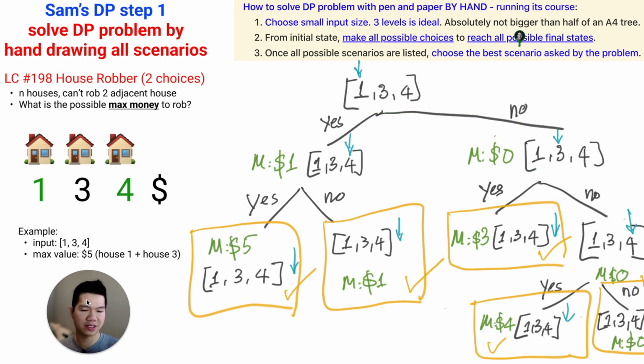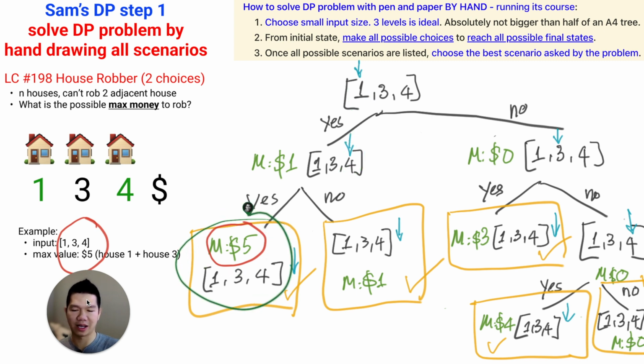We're going to choose the best scenario as asked by the problem statement, and the problem statement wants to find out the possible max money that we can have. So that's easy. We have $5 here, $1 here, $3 here, $4 here, and $0 here. So this is what we want, and it's the correct answer. By wrapping house 1 and house 4, we have $5, and $5 is the most money that we can have from here. What we have just done is solving a DP problem with SESV by hand by drawing all scenarios.